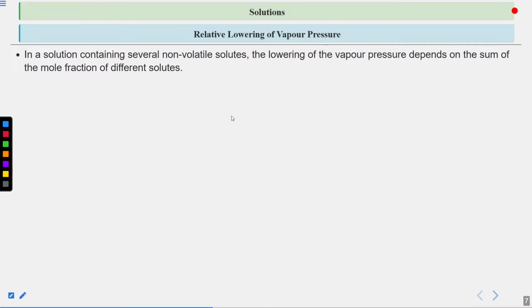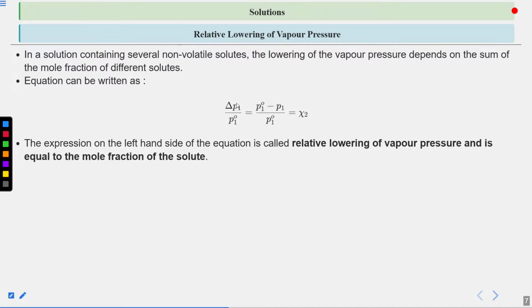Now, if a solution contains several non-volatile solutes, then the lowering of the vapor pressure will depend upon each of its mole fraction of the different solutes. So the equation can be written as delta P1 by P naught 1. We just cross multiply this P naught 1 on the left hand side to get this equation. Now this expression here is called your relative lowering of the vapor pressure.